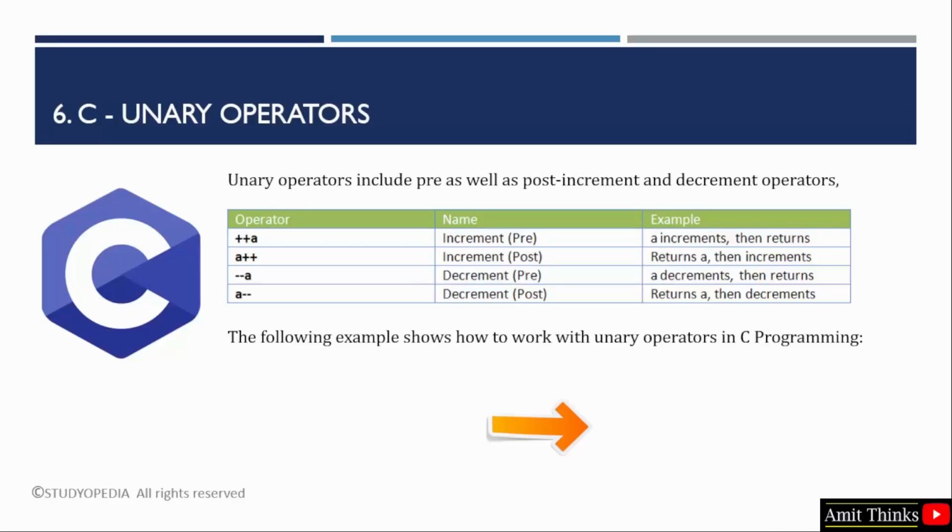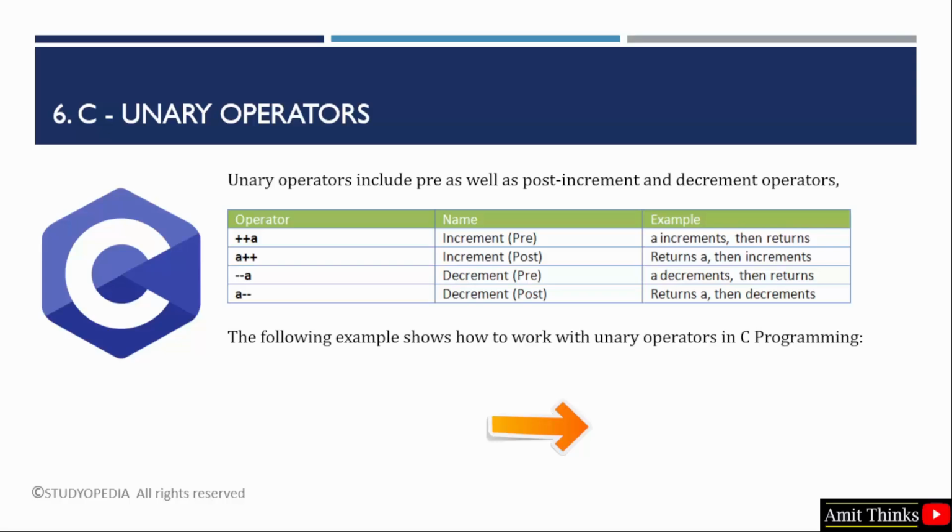Now let us see the unary operators in C language. It includes your pre and post increment and decrement operators. In the table, you can see in C language, we can use the plus operator twice for the increment operator and the minus twice for decrement operators.